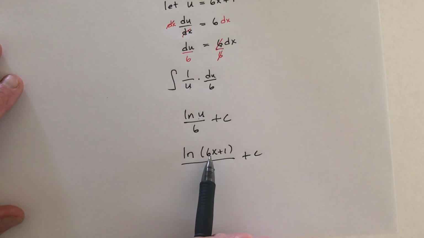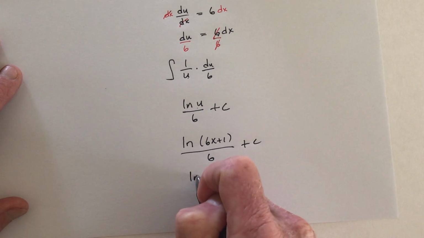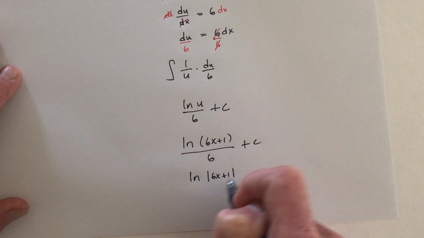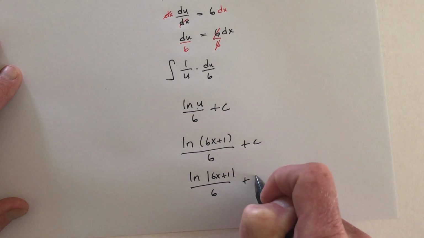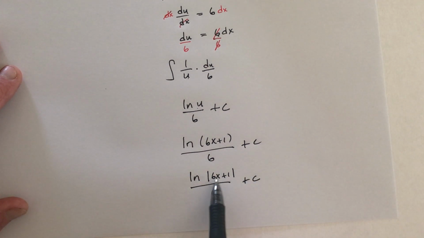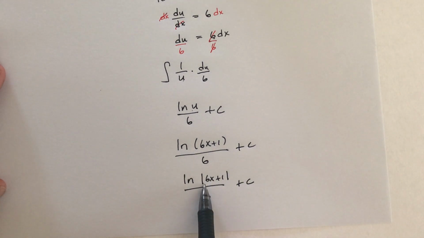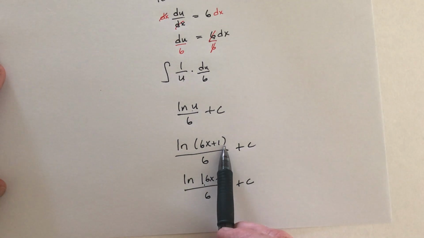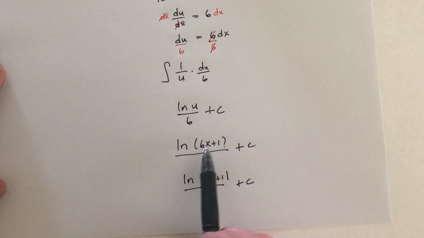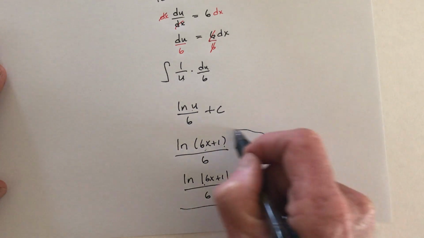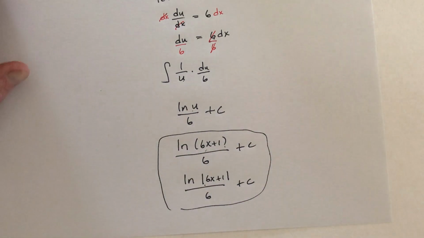And by the way, sometimes this answer is given as natural log the absolute value of 6x plus 1 divided by 6 plus c. And the reason for that is you can't take natural log of a negative number, so the absolute value would get rid of the negative. Personally, I just use the parentheses, and then I just remember that you can't take natural log of a negative. But either one would be acceptable.